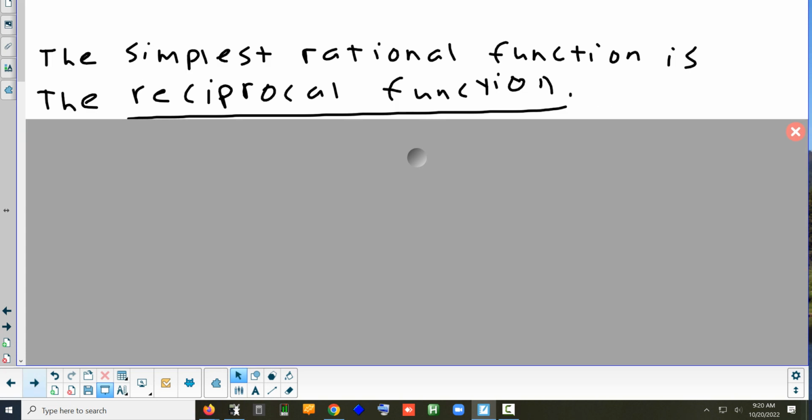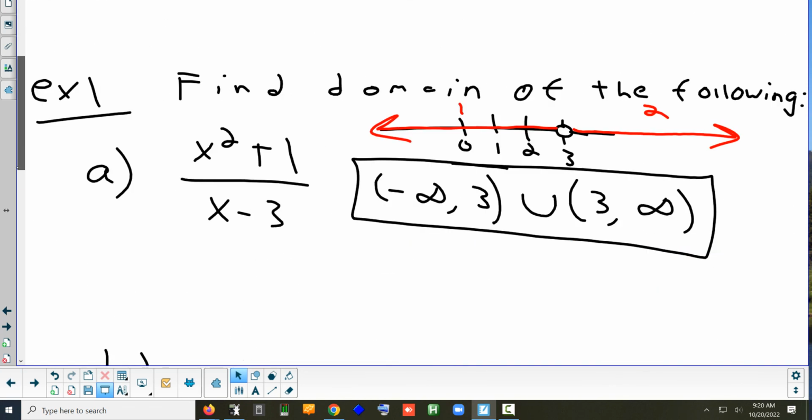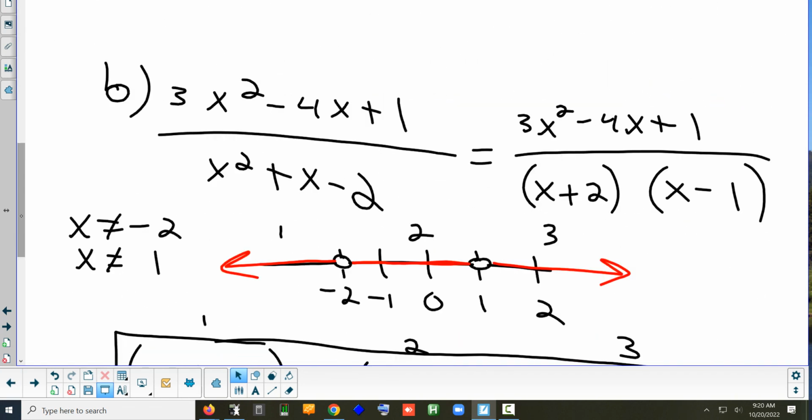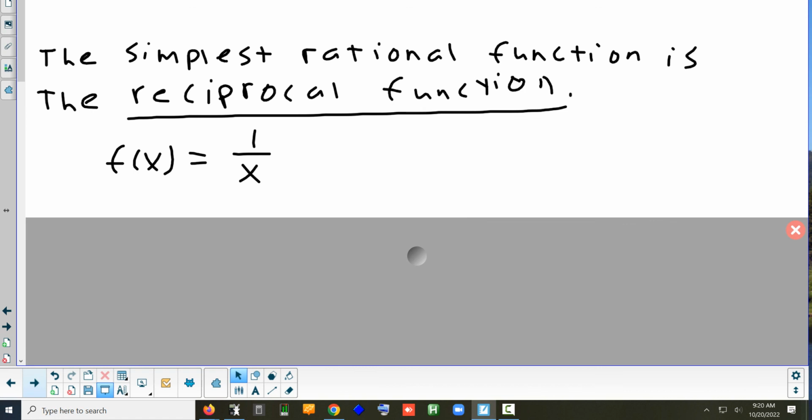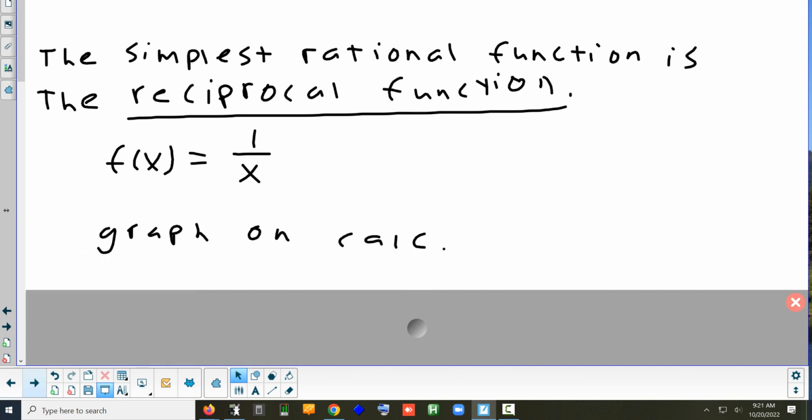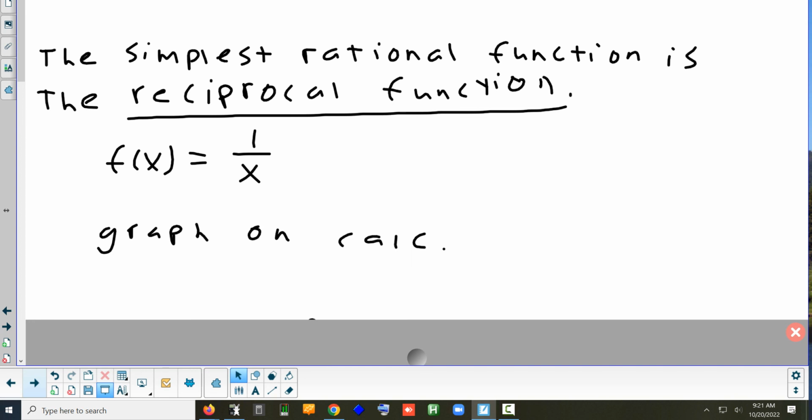So both of those problems I just gave you were rational functions. That's a rational function. That's a rational function. The simplest one is that one. That's what they consider to be the simplest rational function. You put a 1 in the top, you put an x in the bottom. And that rational function has a special name. It's called the reciprocal function. So that's the simplest one you can have. Doesn't have any exponents. There's no adding, subtracting. It's the 1 in the top, x in the bottom.